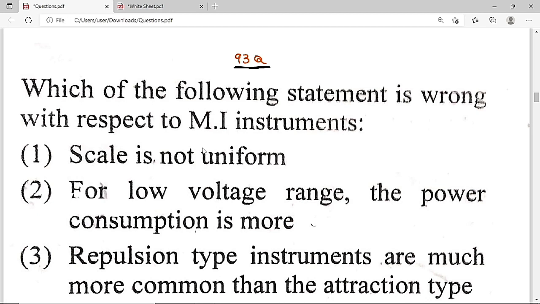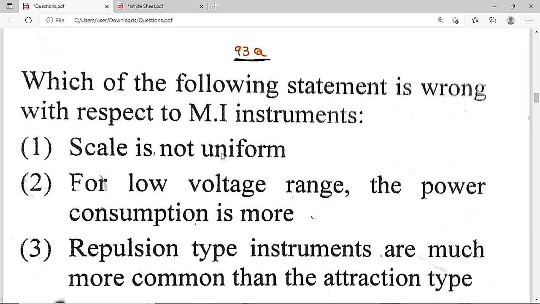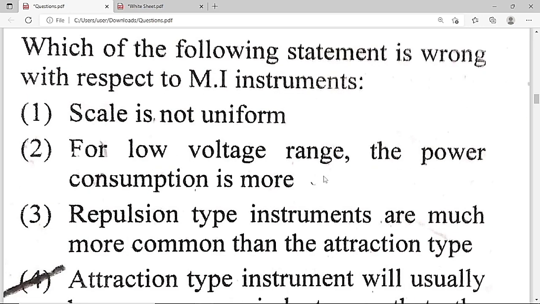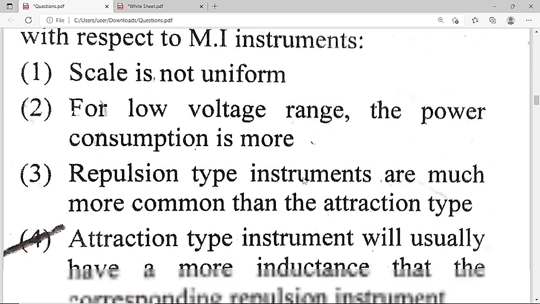See the question here. Which of the following statements is wrong with respect to MI instruments, meaning moving iron instruments? They have given four statements, and we need to check which is the wrong option. Option A, scale is not uniform. Option B, for low voltage range, the power consumption is more.